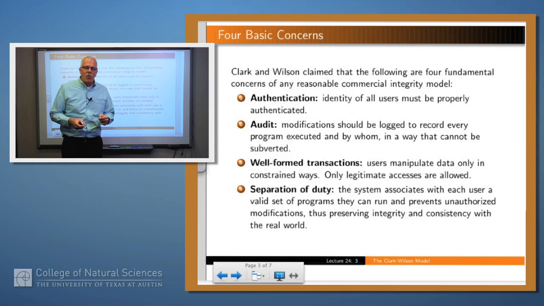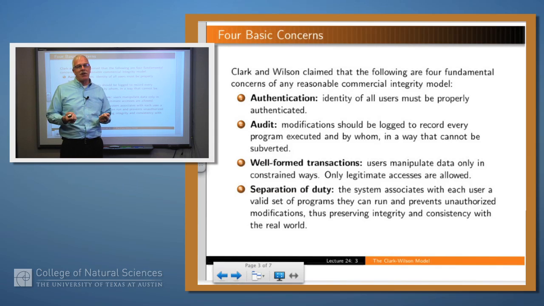Okay, so Clark and Wilson said, well, let's look at the things that we care about in commercial security. For example, authentication. We really care about knowing who each person is that takes actions within the system. And audit. We want to know what each person did and keep a record of it, which is inaccessible to them so they can't change it, in such a way that we can go back and figure out what happened and also assign blame if we need to do that.